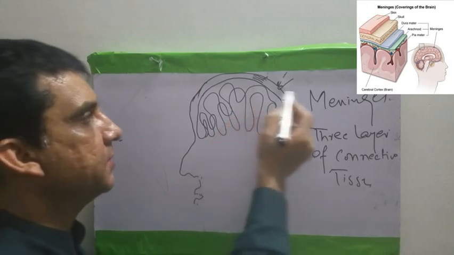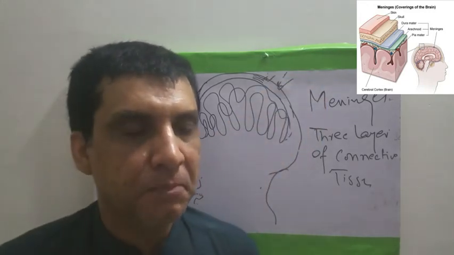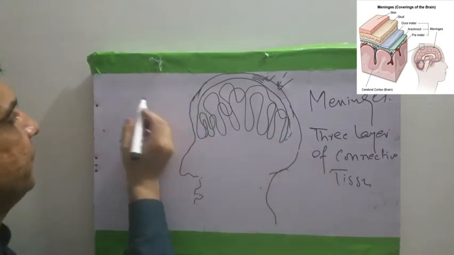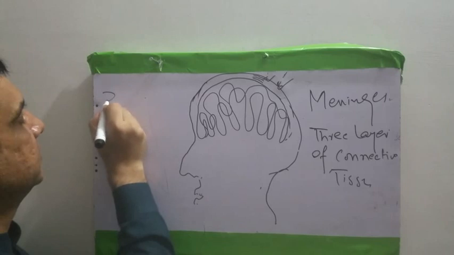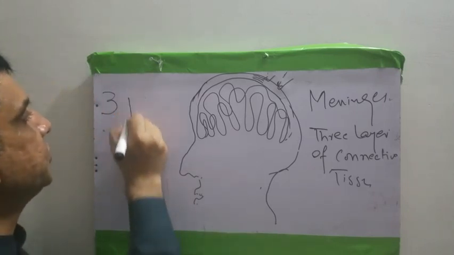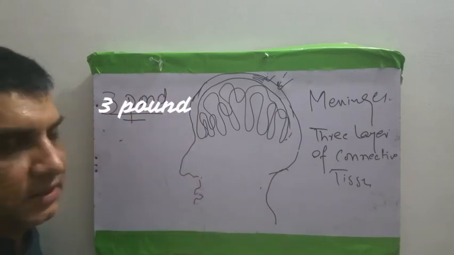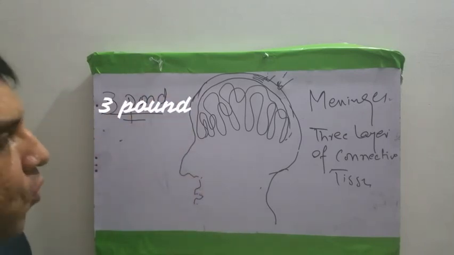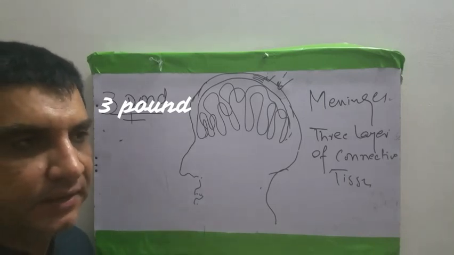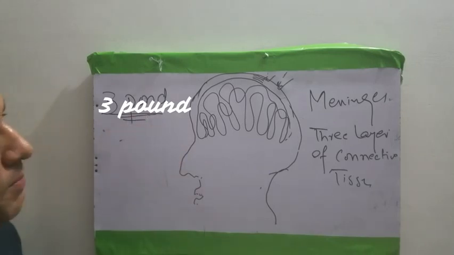So that was the protection of the brain. The average weight of an adult person's brain is almost 3 pounds. That is the adult average weight of the brain. Next, we come to the parts of the brain.